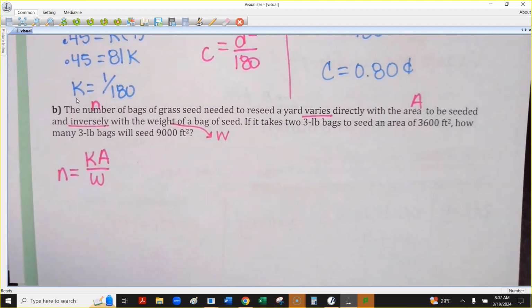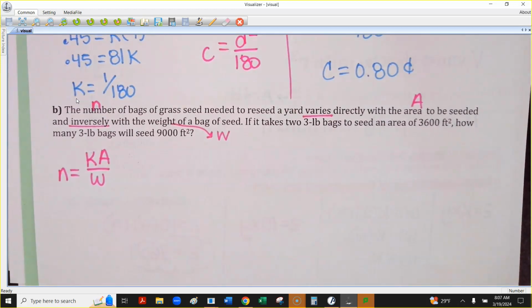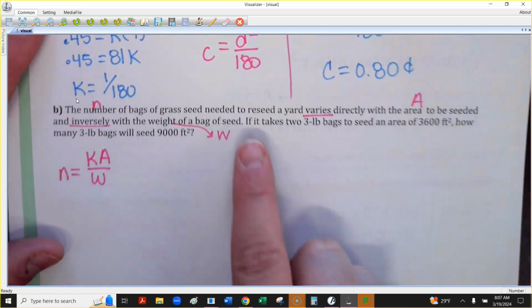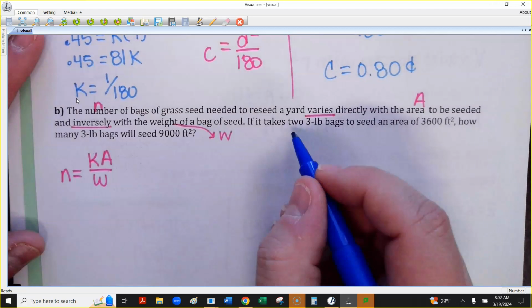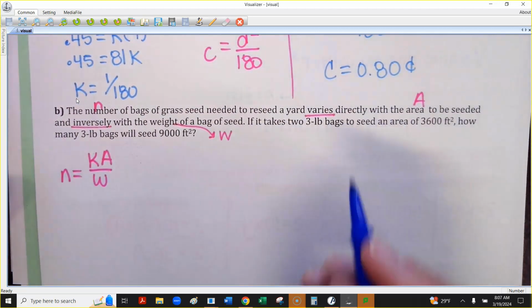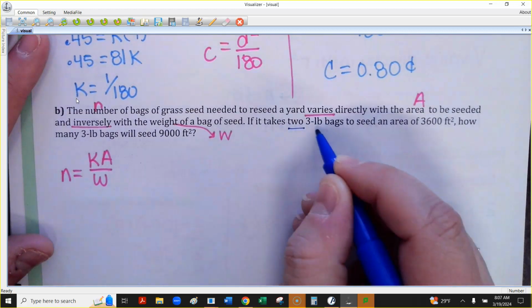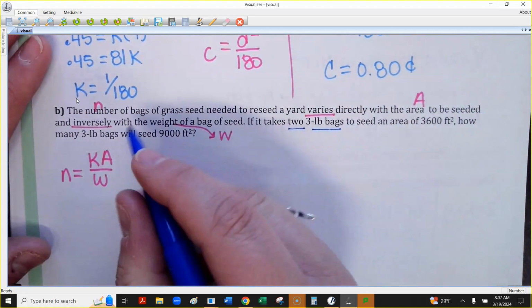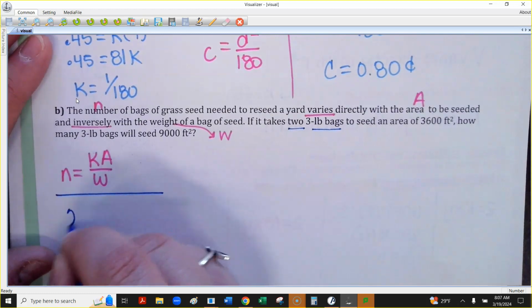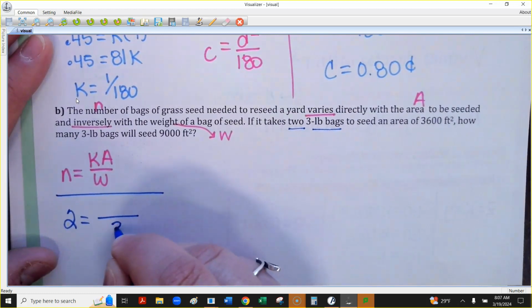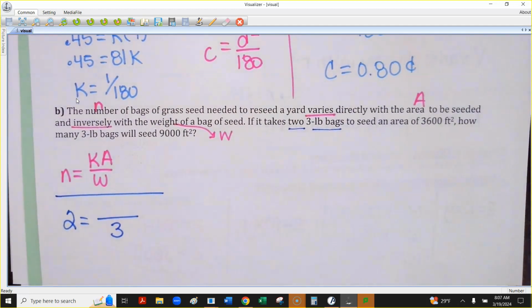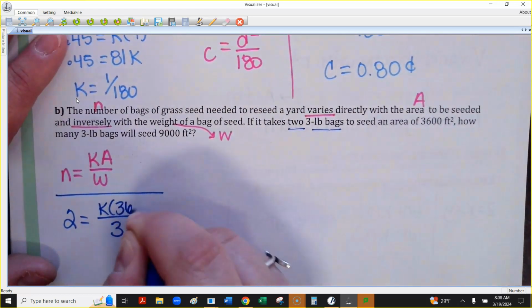And you can change up these variables. I usually just use something that's in the problem so I can go back and use that to help me plug stuff in. Okay, this is tricky here. They're going to give you the number and the weight in the same couple words. It says it takes 2 3-pound bags. So the number of bags then is going to be 2, and also the weight of the bag is 3 pounds. So they're telling you right there, within 2 words, the number of bags and the weight. To seed an area of 3,600 square feet, you don't need to do a conversion or anything like that. Just K and then 3,600.